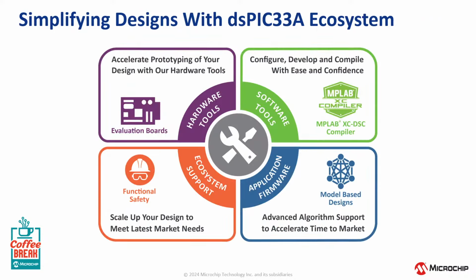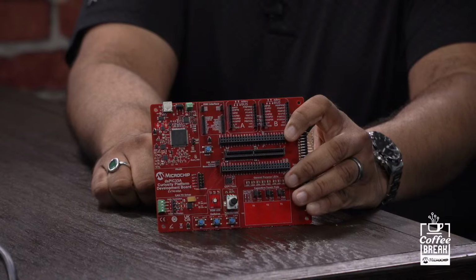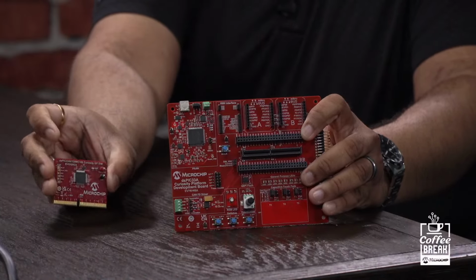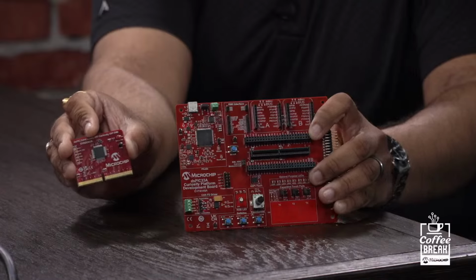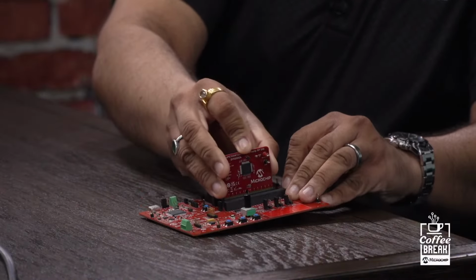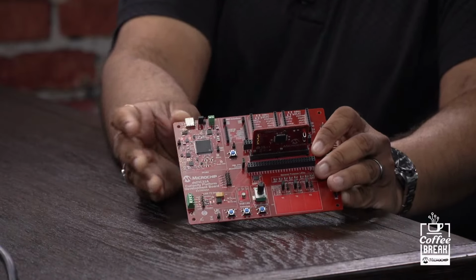Oh, okay. Actually, in terms of ecosystem, we have 4 prongs on that. Hardware tools, software, application firmware, and then there's the ecosystem. So if you look at this hardware board, this is a general purpose platform board for general purpose application, and then you have the dsPIC33A core based DIMM. These are sold separately. So if you want to evaluate this device, you just pop it in right here, and it plugs in, and then you can flash your program and evaluate the dsPIC33A for general purpose.